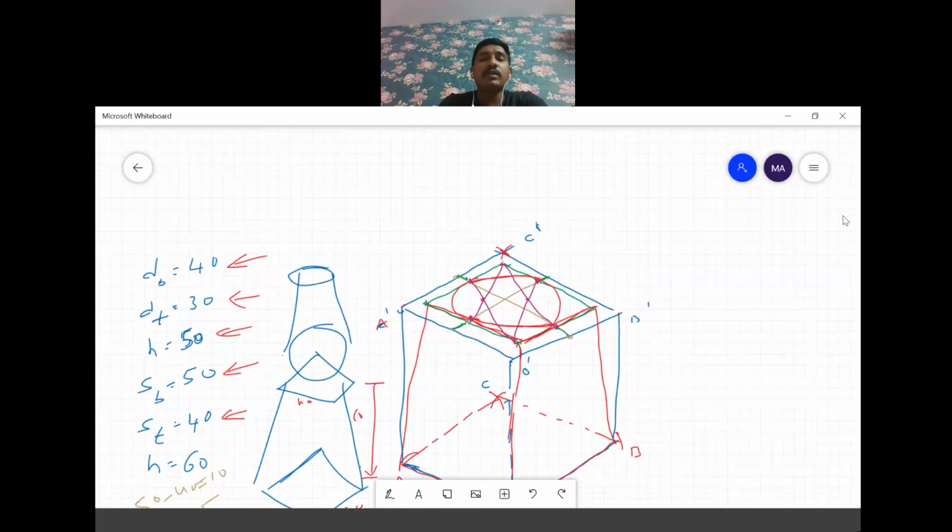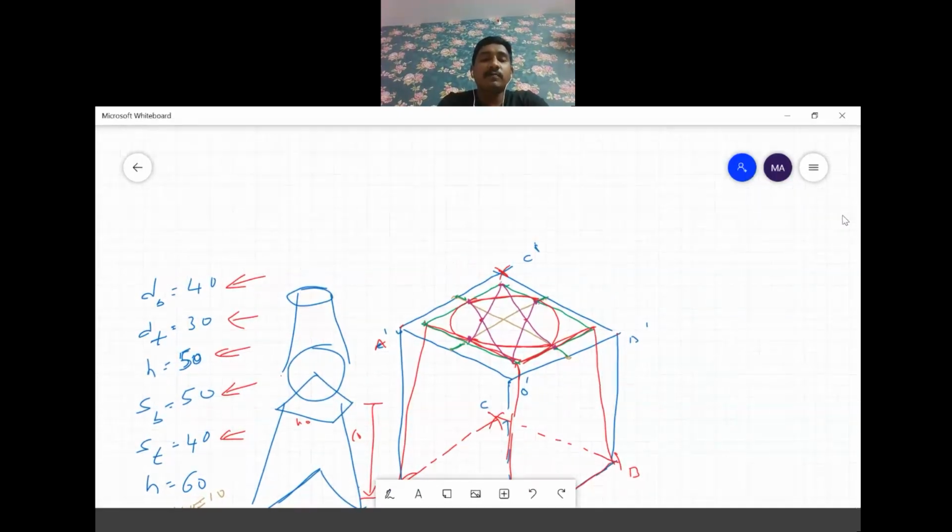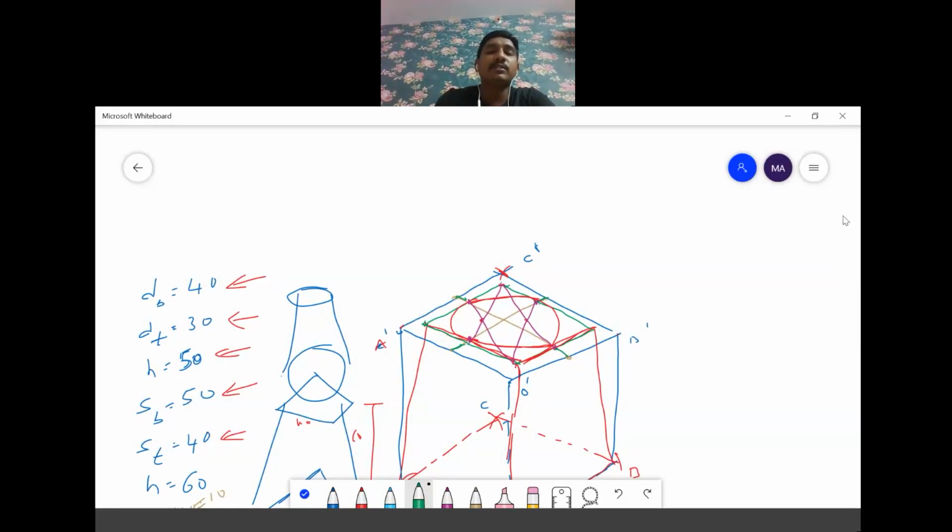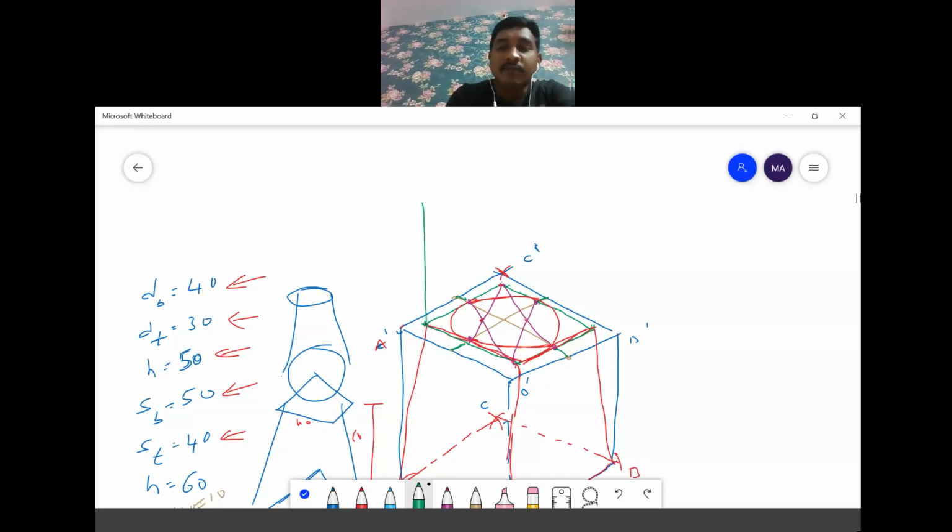So what I am doing is I am extending this square to the height of 50 mm. I'm extending this one to 50 mm, and this point also to 50 mm.